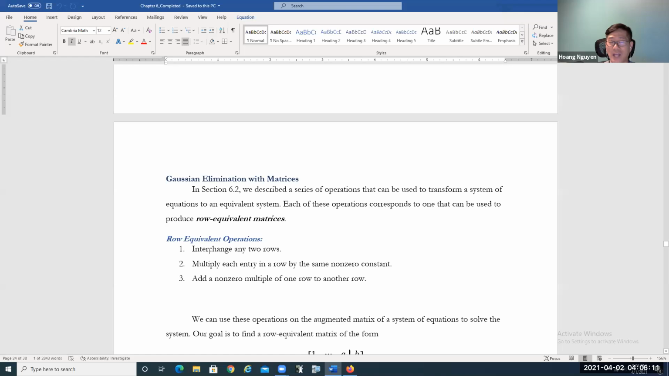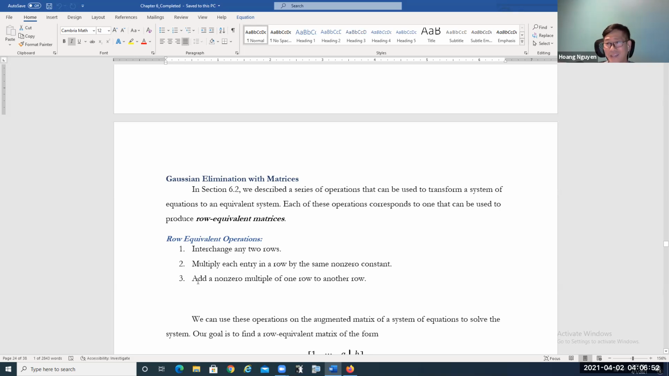We might interchange any 2 rows. Interchange means you can swap them around. You might interchange row 1 and row 2, or row 2 and row 3. Next, multiply each entry in a row by the same non-zero constant. It means you multiply the entire equation by a non-zero number. That's what we did in the previous sections, 6.1 and 6.2.